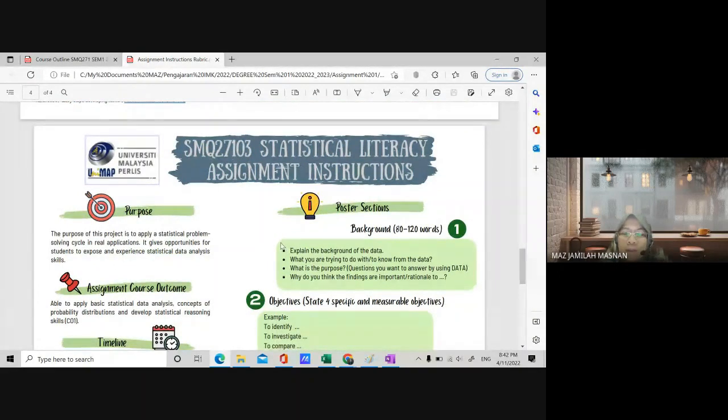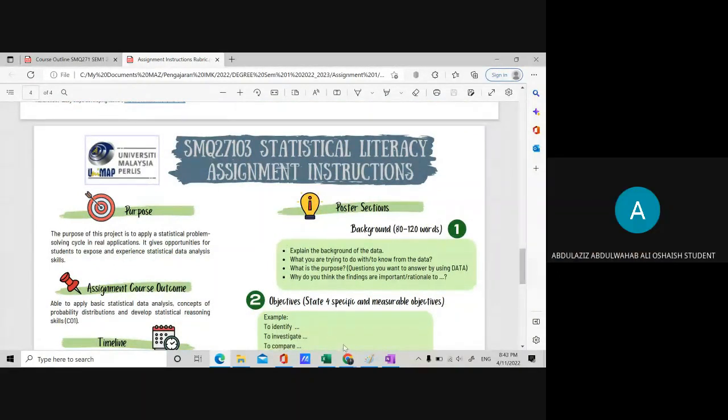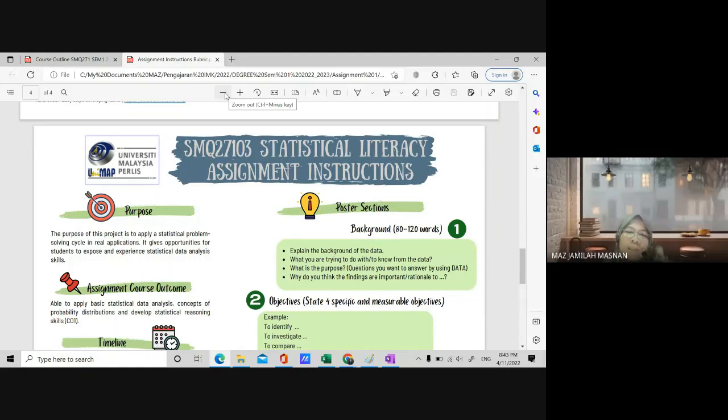Any question, class? Yes, doctor. Can you please give us an example of the assignment so we can refer to? Last time I showed you in the first class, right? I have shown you. In fact, in your e-learning.